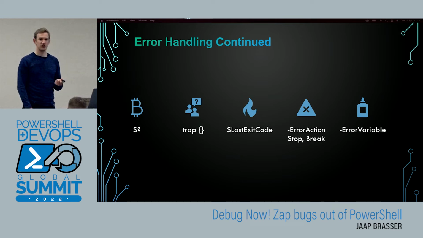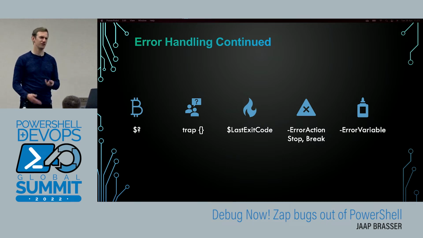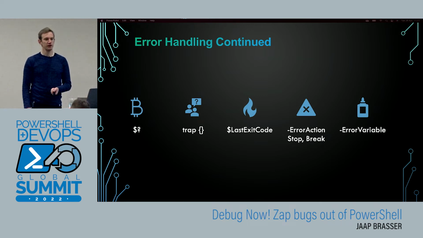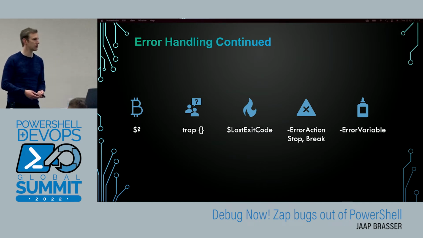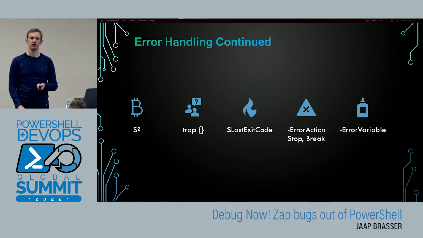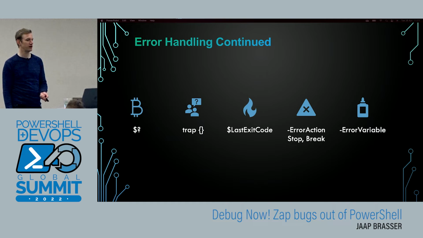Then we have $LASTEXITCODE. Last exit code is mostly for legacy applications. So if you work with external tools, you can get the error code with $LASTEXITCODE. It doesn't always work as expected, but it is something that you can fall back on. Then we have ErrorAction and also ErrorVariable. These are available for advanced functions or for cmdlets, and you can change the behavior of when an error occurs. So you can change it from terminating to non-terminating or the other way around. And with ErrorVariable, you can put your own variable.